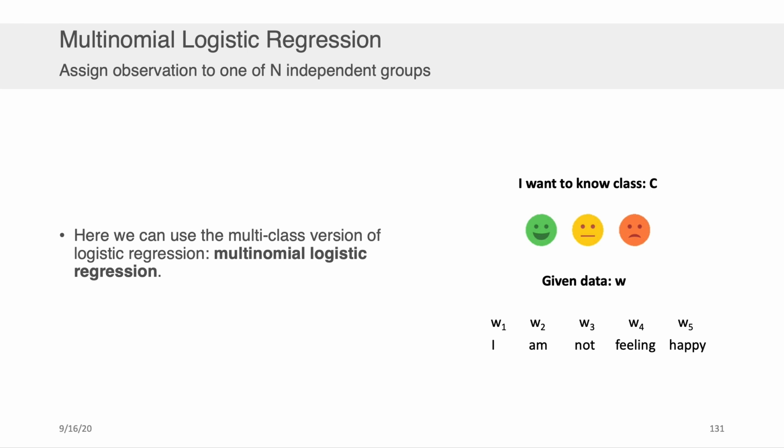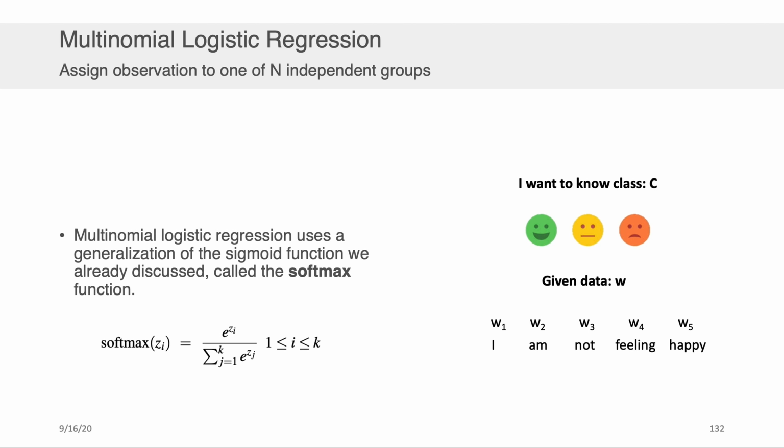So let's say that we wanted to solve this problem using the logistic regression framework that we spoke about earlier. Well, the way you do that is with the multi-class version of logistic regression called multinomial logistic regression. And effectively, the only difference between the two is that the multinomial logistic regression uses a generalization of the sigmoid function, which is what we already discussed earlier. That generalization is called the softmax.